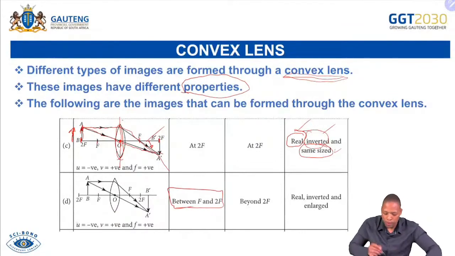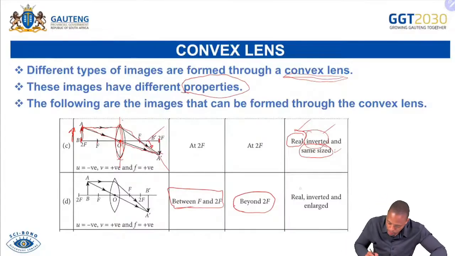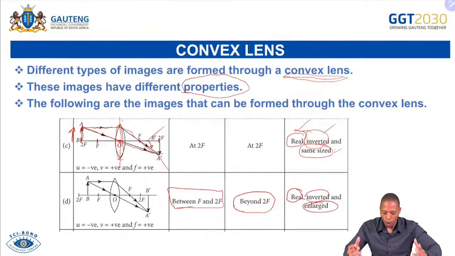The image will be formed beyond 2F. So it's as if the image is moving. Okay, if you move the object, the image also moves as well. And the image will be real, it will be inverted, and it will be enlarged or bigger.